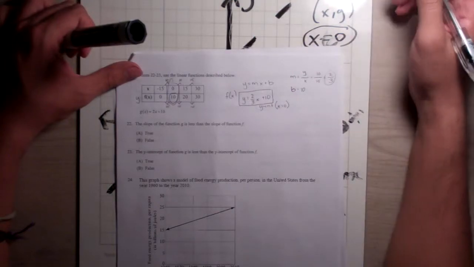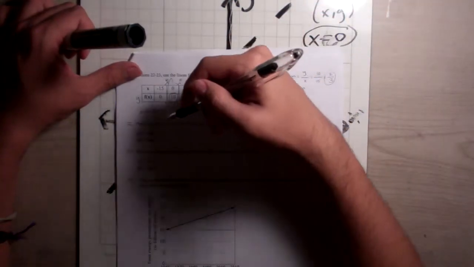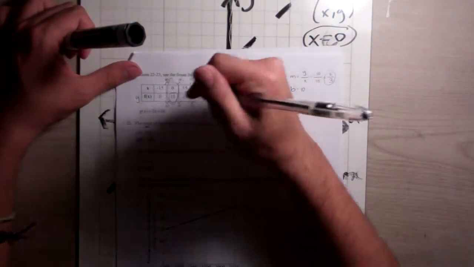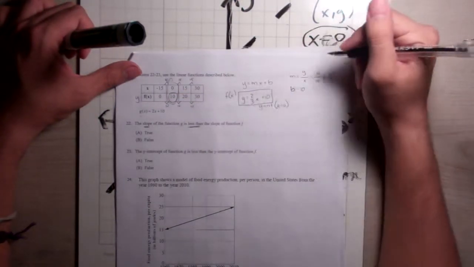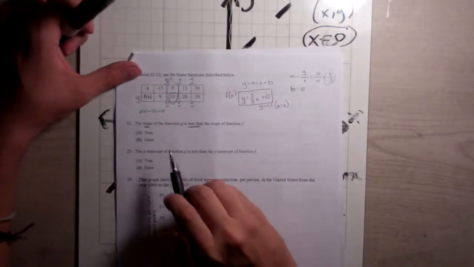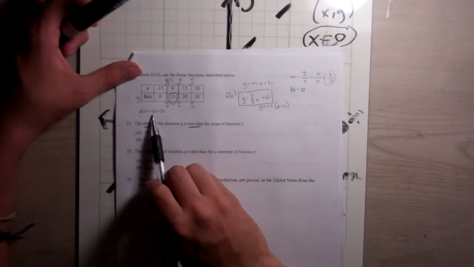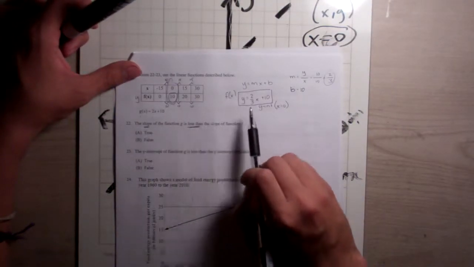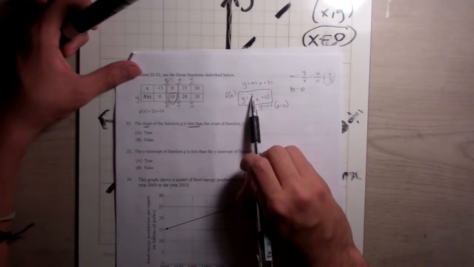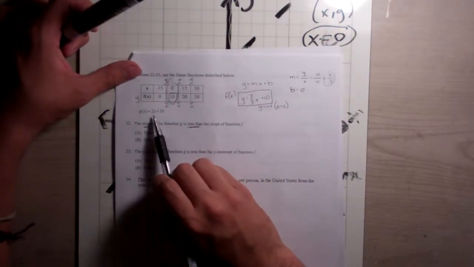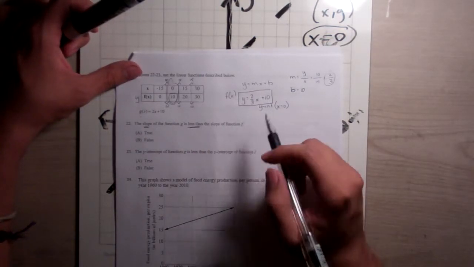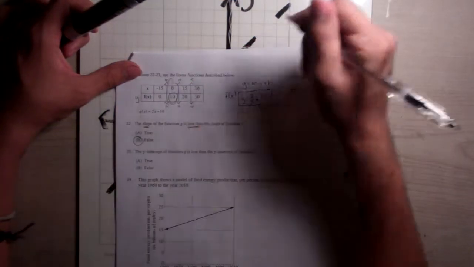Let's get to 22. It says the slope of g of x is less than the slope of f of x. Well, the slope of g is 2, and the slope of f of x is 2/3. That's a false statement because g is actually greater. 2 is greater than 2/3. So for this, it is false.